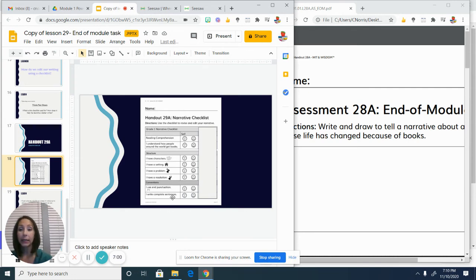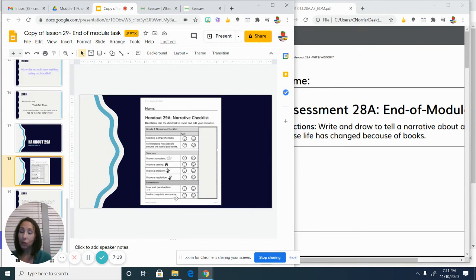And then I write complete sentences. You want to check and make sure, does each of your sentences have a subject, or who or what the sentence is about? And does it have the verb, right? You're talking about the character, they don't have books. Are those all complete thoughts?